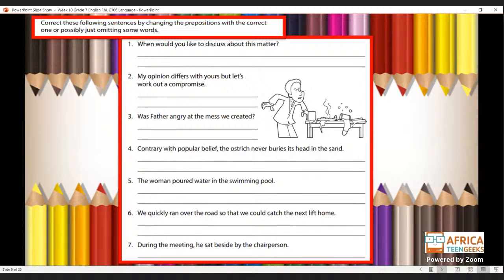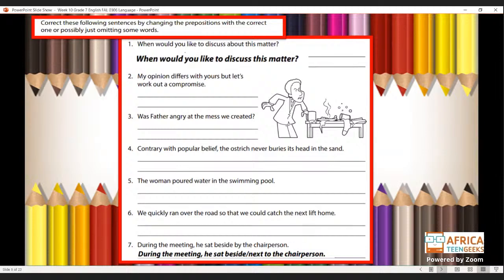All right. Now, we're going to try a few options. I'm going to read some of your suggestions. Okay, let's listen very carefully. When would you like to discuss about this matter? That's how it stands on the page. This is the suggestion. When would you like to discuss this matter? Which one sounds better? Very good, Jonathan. Very good. So we're leaving out the word "about." We don't need it in there.